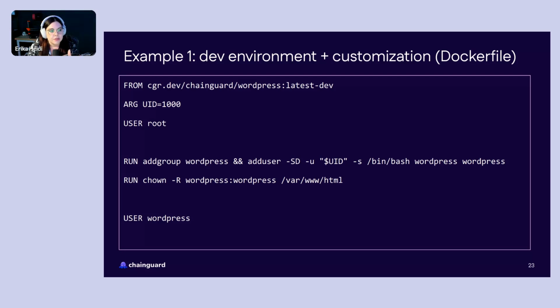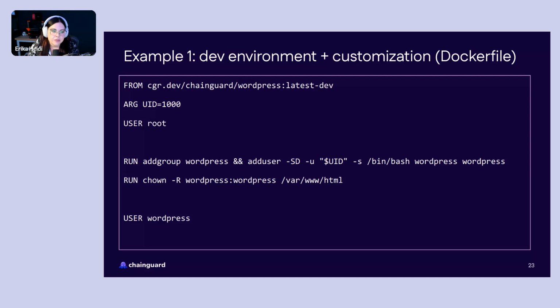We start with the user root, because the default user is php on the PHP images, and then we're going to change to root here. Then we're going to add a group and a user, call it wordpress, using the same UID from your local host machine.